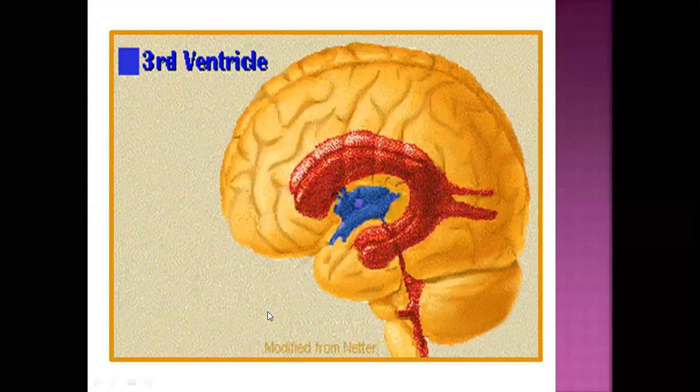Next, we are going to see the third ventricle. See, this is the third ventricle. The third ventricle is not a cavity, rather it is a cleft. It's a narrow gap between the two thalami and hypothalamus: the right thalamus and left thalamus, right hypothalamus and left hypothalamus. Between these thalamus and hypothalamus, there is a very narrow space. That is basically the third ventricle.